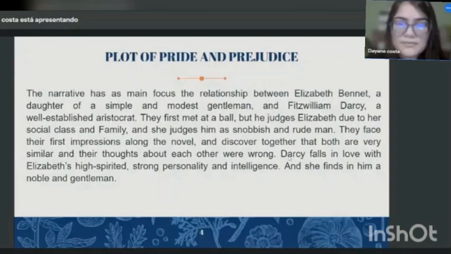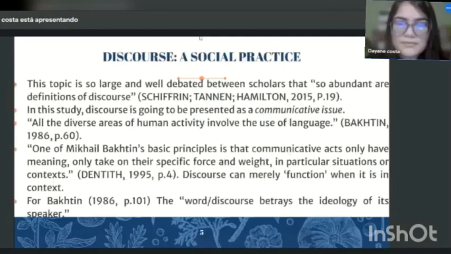Here you can see the analysis of the discourse. Discourse is a large topic, and it has a lot of definitions nowadays. But in this study, discourse is going to be presented as a communicative issue. And I chose Bakhtin to talk about it. He says that all the diverse areas of human activity involve the use of language. So according to Bakhtin, it's not possible to have human interaction without discourse, without language.